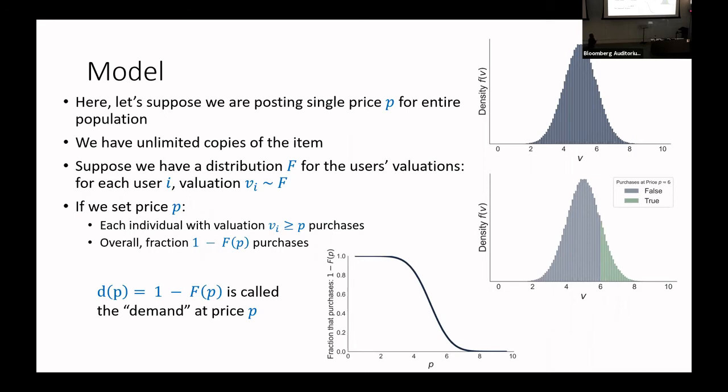This means it's distributed according to F. So V_i is a random variable, and the distribution of the random variable is the distribution described by F. So uppercase F is a distribution, and lowercase f is the probability density function of that distribution. We're going to talk about that quite a bit later on.